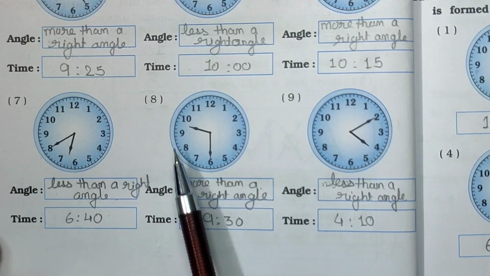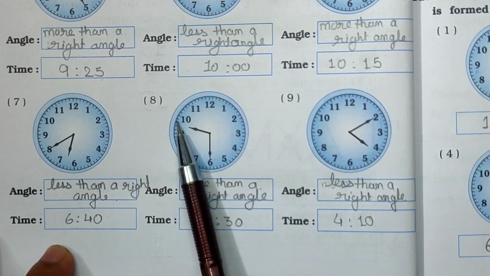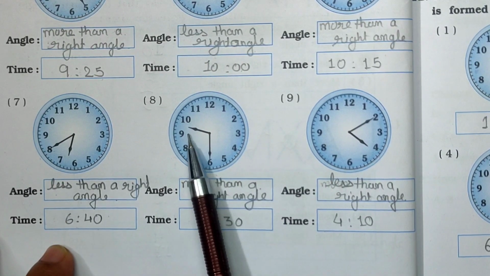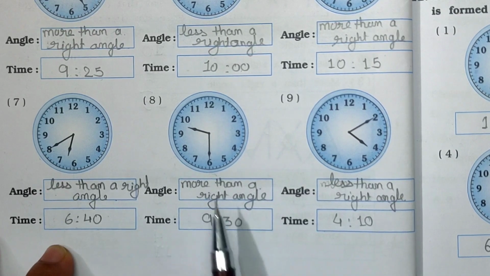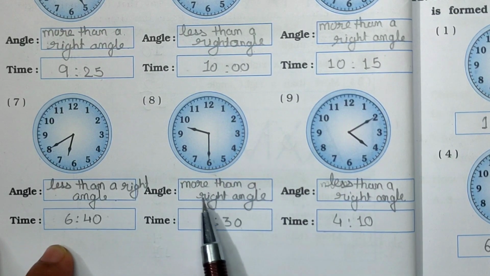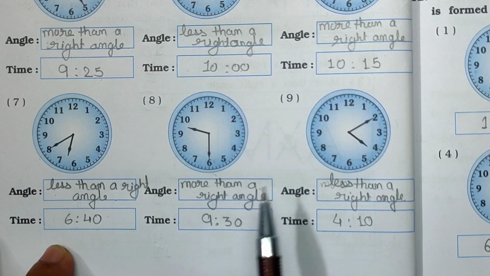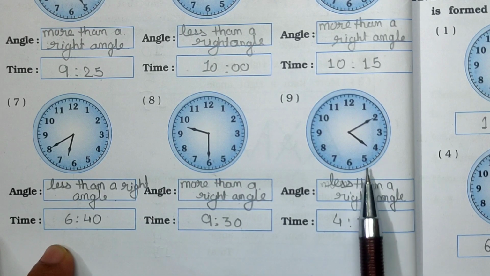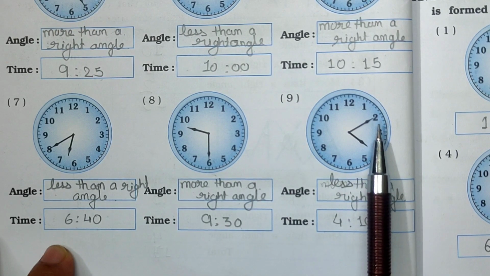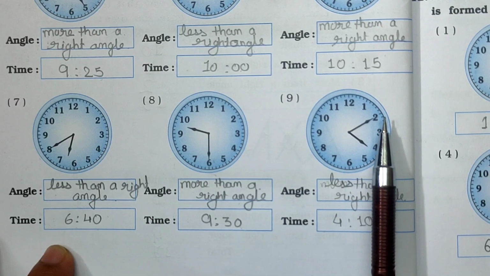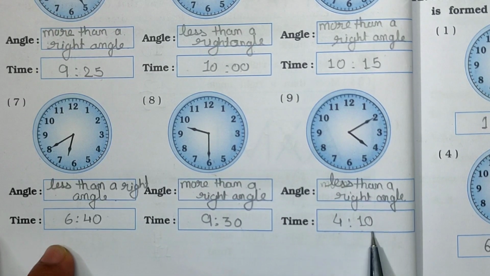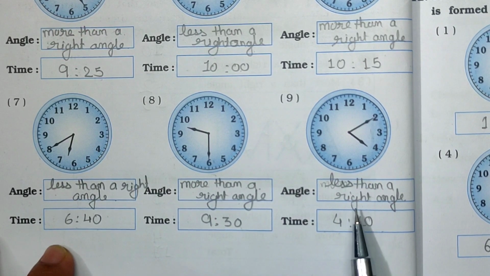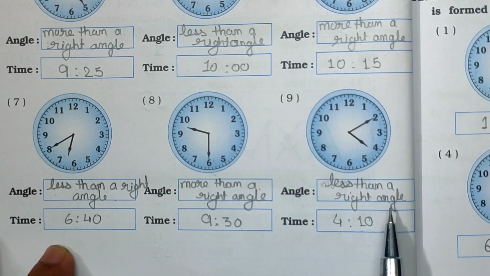Now see the eighth one. Hour hand जो है वो 9 और 10 के बीच में. And minute hand is on the 6. So its time is 9:30. So write down here 9:30 and it's more than a right angle. So write down here more than a right angle. Now see the ninth one. Hour hand is between the 4 and 5 and minute hand is on the 2. Okay. So 4:10, 4 o'clock 10 minutes, it's your time. And this one is less than a right angle. So write down here less than a right angle. Now we will see the next page.